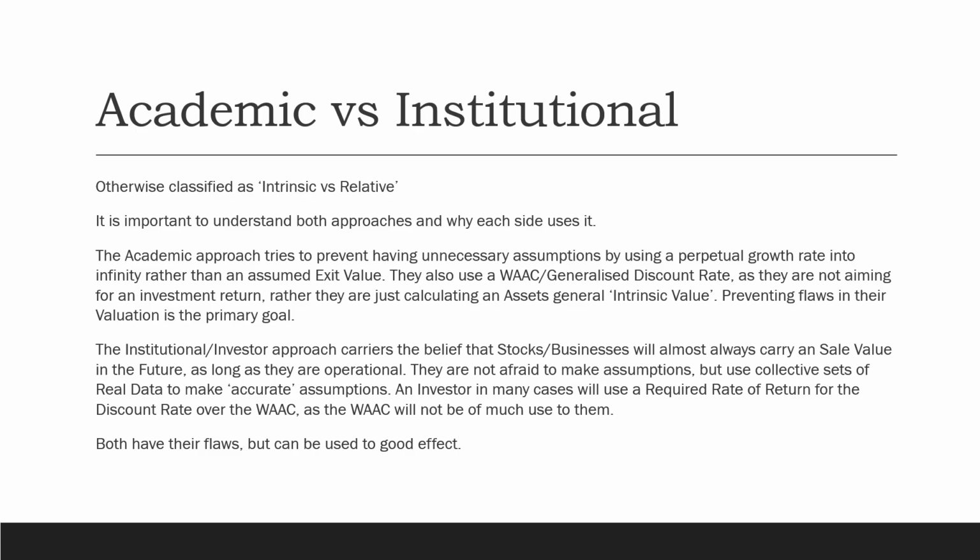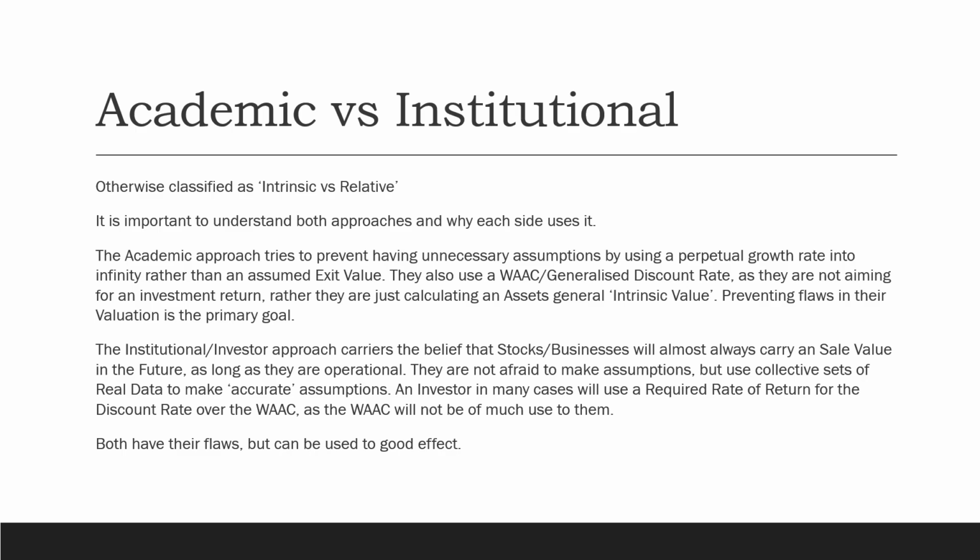Generally, the academic approach tries to prevent having unnecessary assumptions by using a perpetual growth rate into infinity rather than an assumed exit value. They also use a WACC, or weighted average cost of capital, which is more of a generalized discount rate, as they're not aiming for an investment return. Rather, they're just calculating an asset's general intrinsic value, or inherent value might be a better word. Preventing flaws in their valuation is the primary goal.